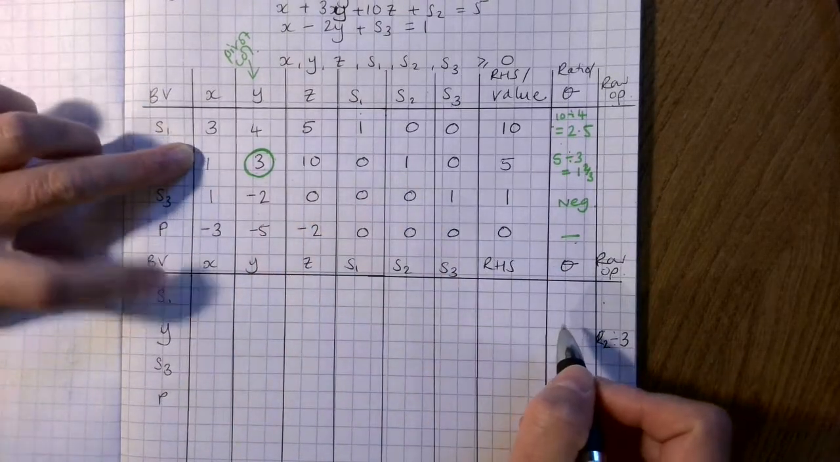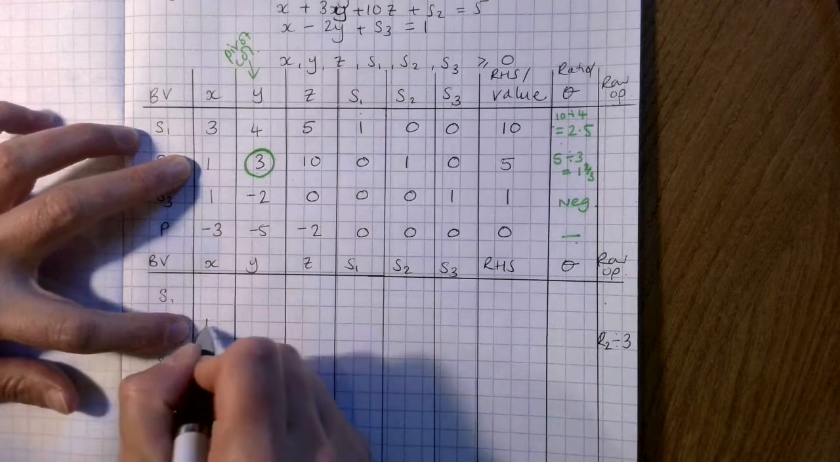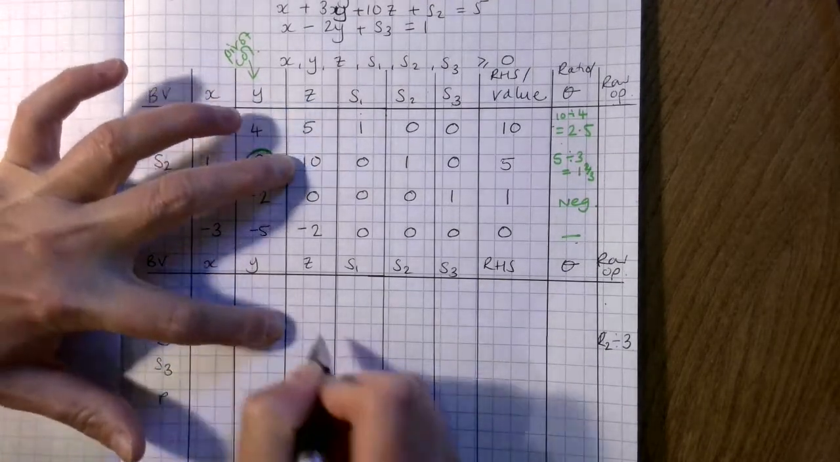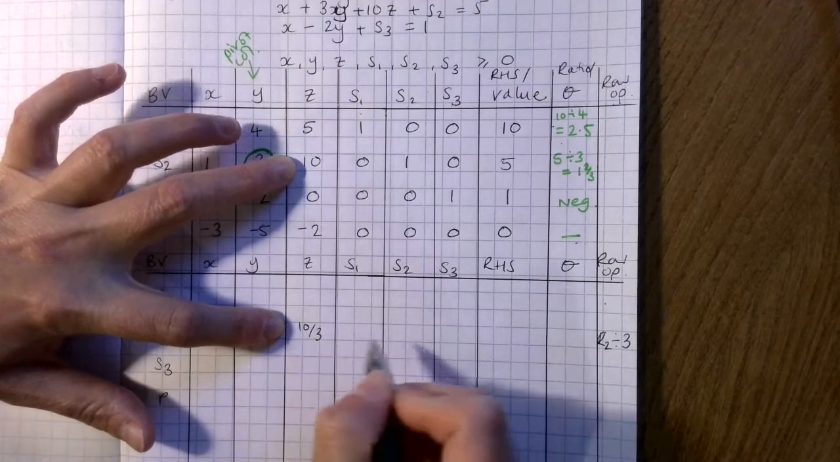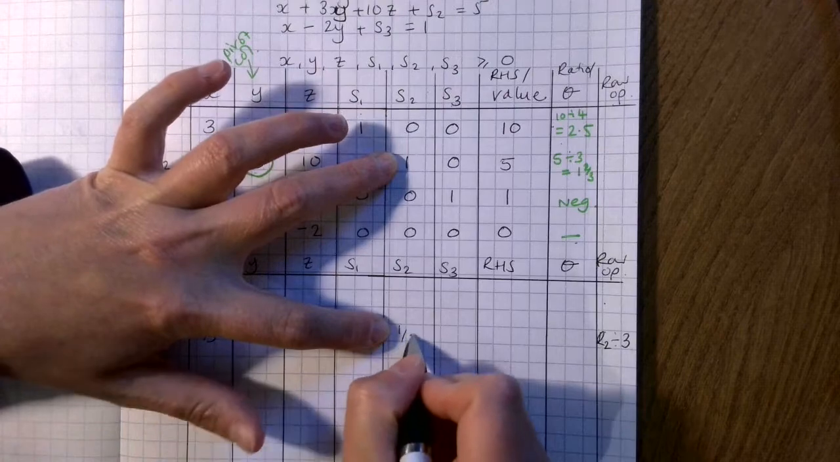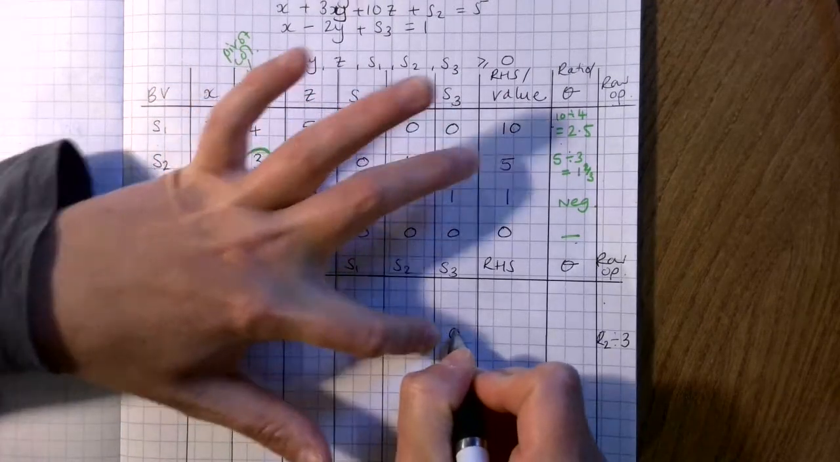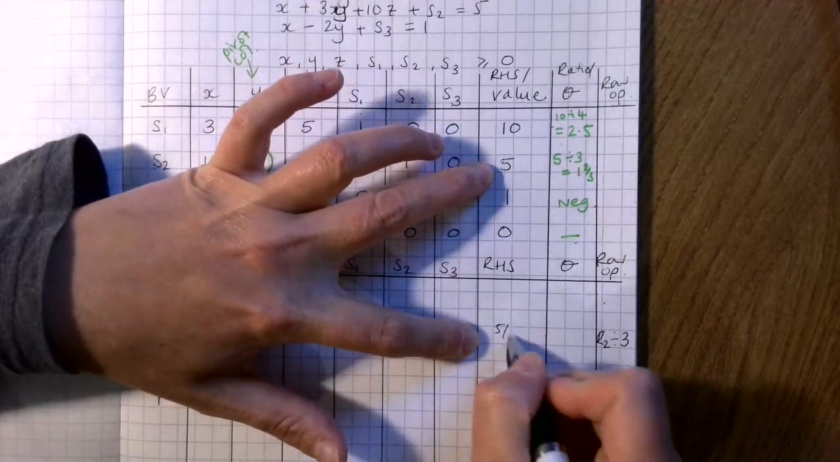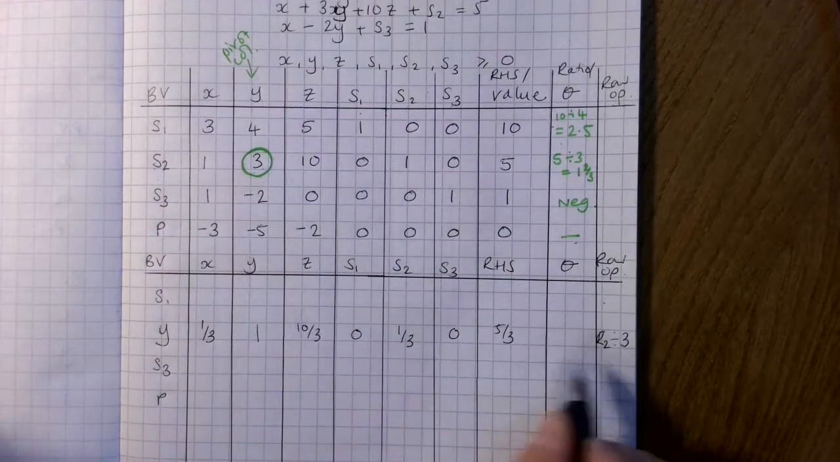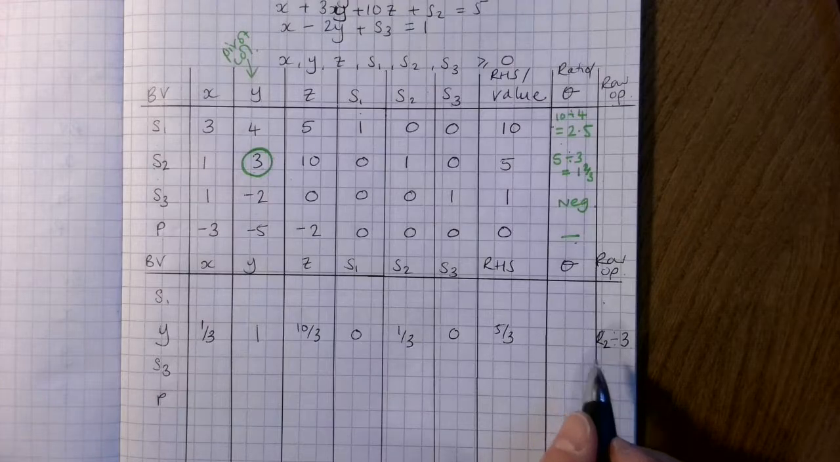So that divided by 3 is 1/3. That divided by 3 is 1. That divided by 3 is... easier to leave fractions if you can. 1 divided by 3 is 1/3. 0 divided by 3 is 0. 5 divided by 3 is 5/3. Great. Okay, so that's our pivot row done.